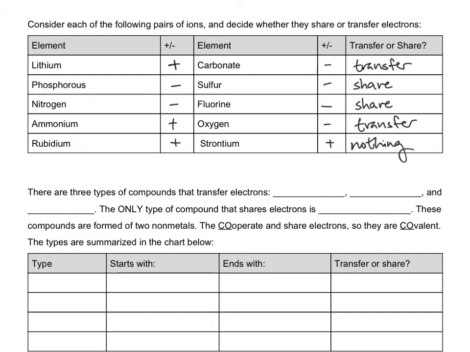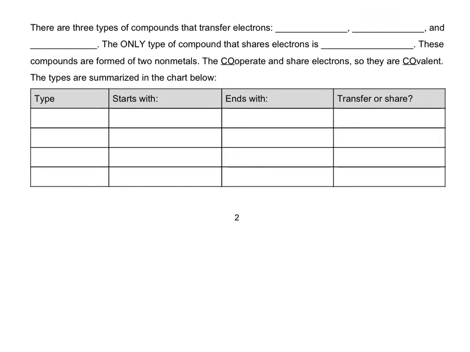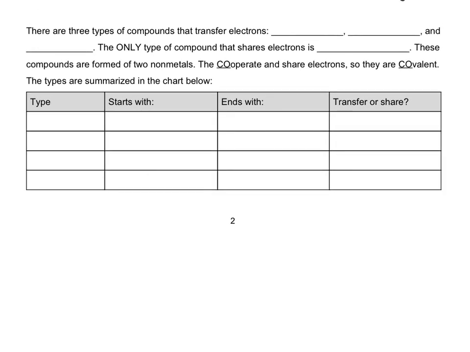So now that you know a little bit how bonding works, we're going to talk about the actual types of compounds. There are 3 types of compounds that are going to transfer electrons. They are ionic, acids, and bases. And we're going to learn a whole lot about acids and bases way later in the year. Right now, we're just going to look at them on a surface level.